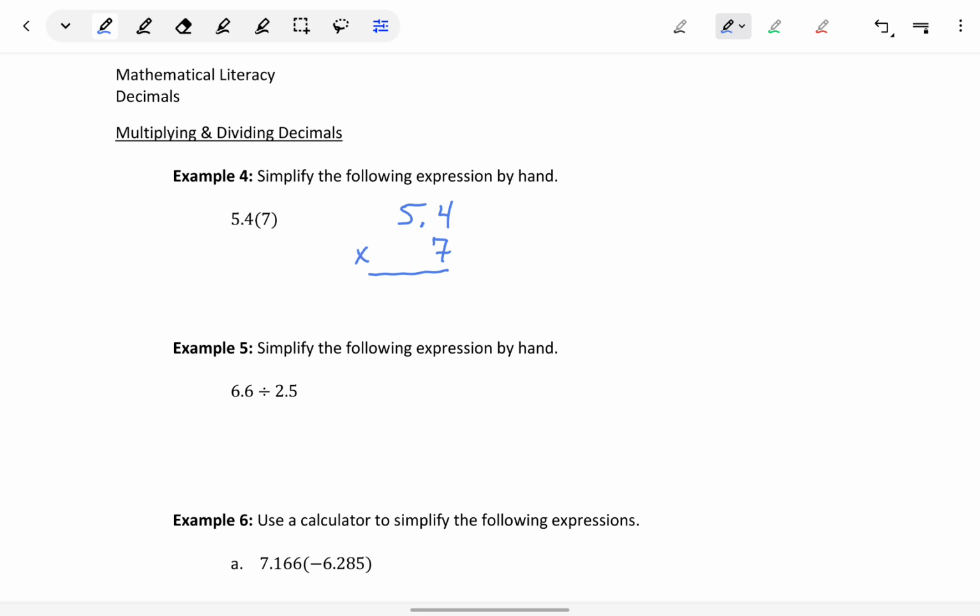Then we just multiply as normal, essentially ignoring the decimal place. So we would take 7 times 4, which would be 28. Carry the 2. 7 times 5 would be 35, plus 2 would be 37. So we have 378, but then we count how many decimal places exist in the original problem. In this case, there's only one number following the decimal point. So our final answer is going to have one number following the decimal point, giving us 37.8.